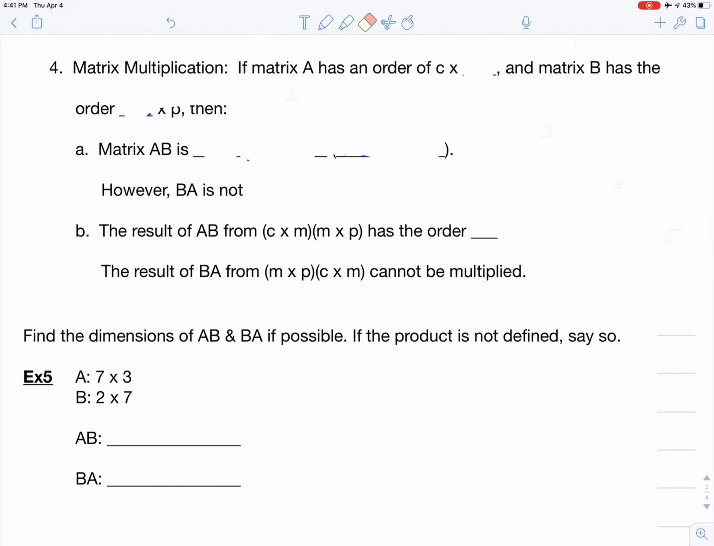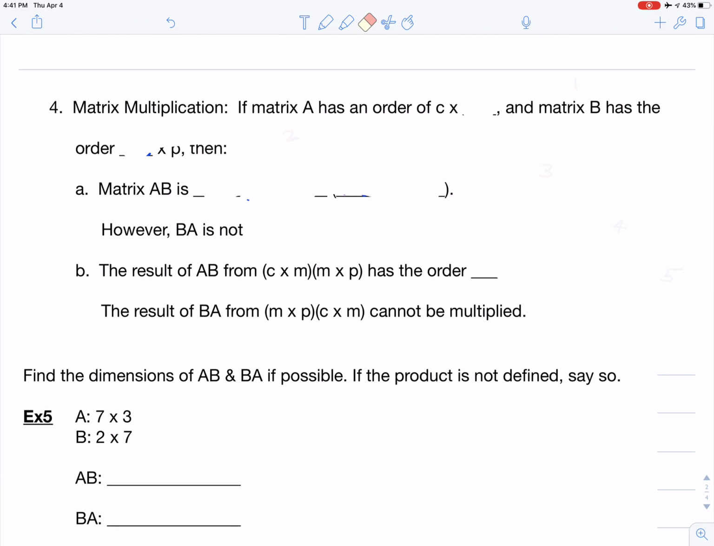Fourth, let's talk about matrix multiplication. This is a little bit more in depth, so hang with me here. If you have two matrices that you're going to multiply together, let's call them A and B. Matrix A has an order of C by M. Matrix B has the order of M by P. Then what we would say is that matrix A times B is defined, meaning it's allowed.